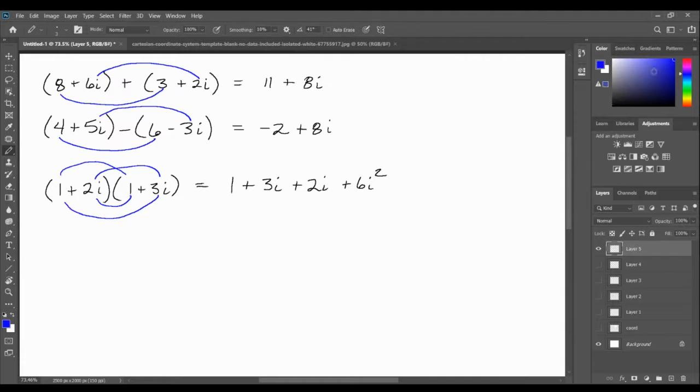So let's combine some like terms. We've got like terms here, and i squared is negative 1, so we'll use all of those. So we've got 1 plus 5i minus 6. So that's negative 5 plus 5i.